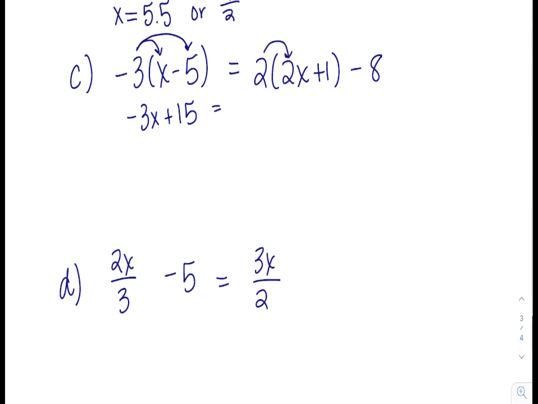We need to distribute on the right as well. 2 times 2x is 4x. 2 times 1 is 2. And then we still have the negative 8. Don't forget to bring that down.